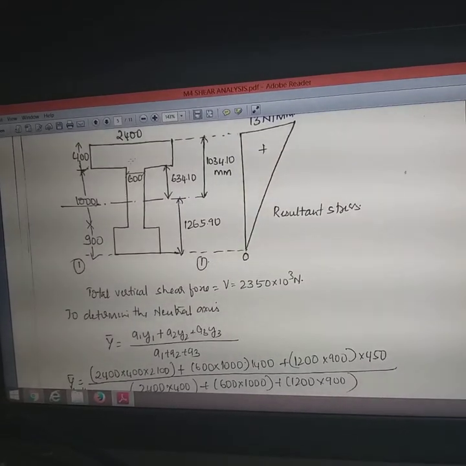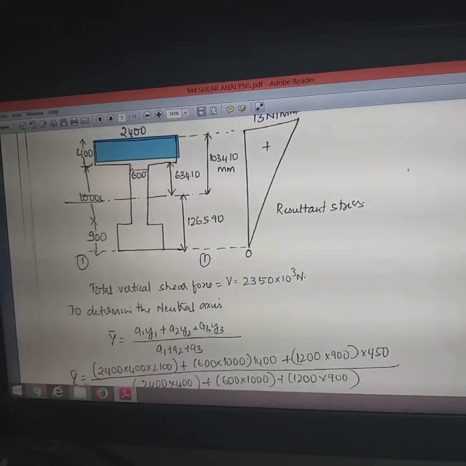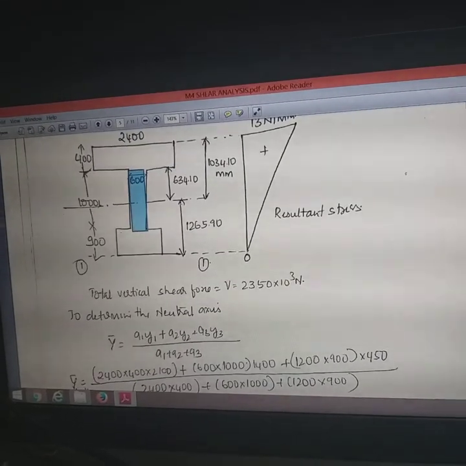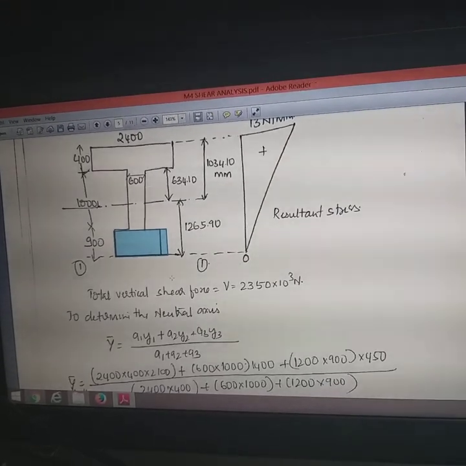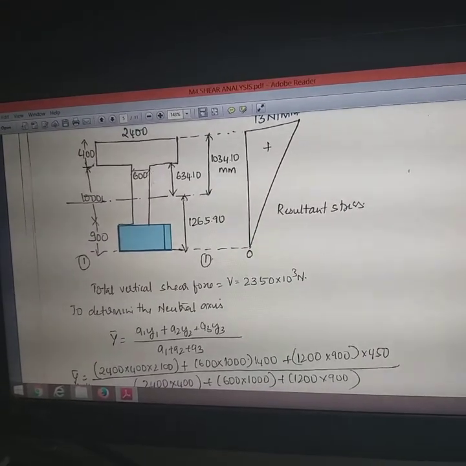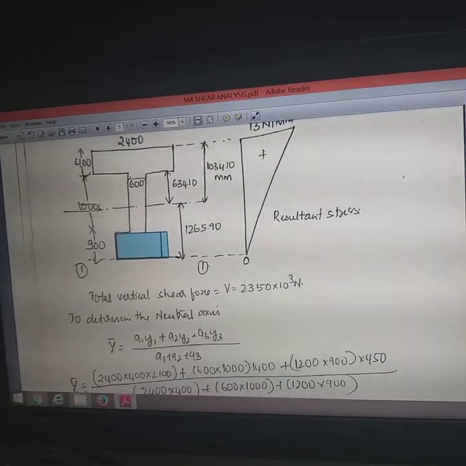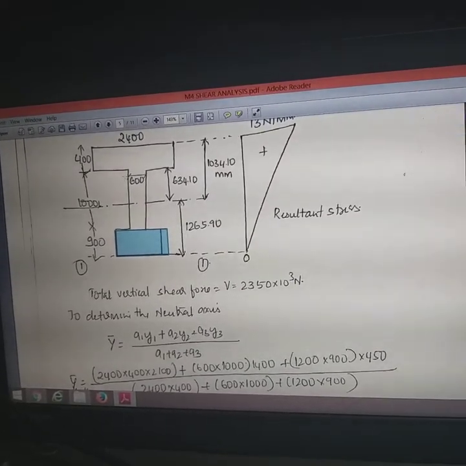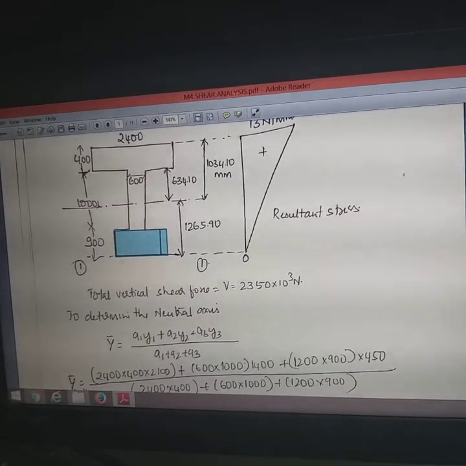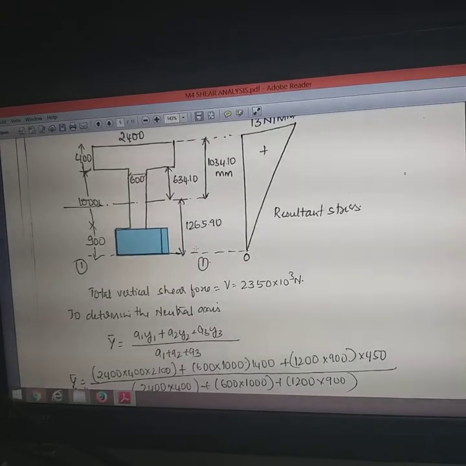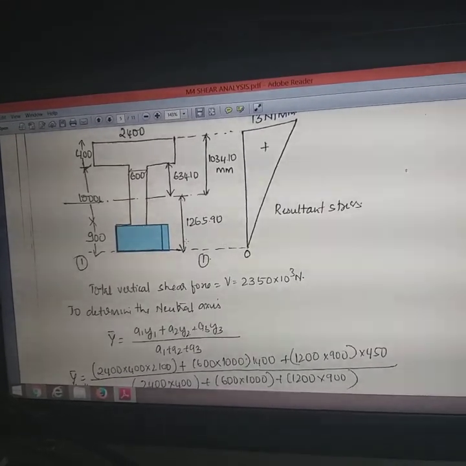3 simple rectangles. This is one flange, this is one web and this is one more bottom flange. So split this into 3 components carefully, and then it is easy to compute the centroid. Let us start with the top flange. Let us consider the reference axis as 1-1, that is at the bottom of the bottom flange, below the bottom flange.